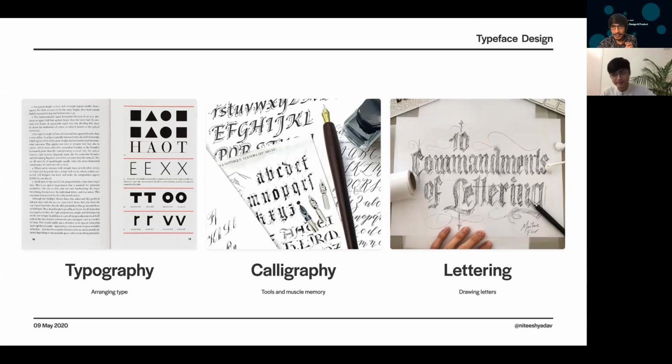Just to summarize, type design, which is designing typefaces, is different from arranging type, which is typography, is different from muscle memory and the art of rendering continuous letters, which is calligraphy, and specifically drawing letters for a specific purpose, like 36 Days of Type and illustrated characters, which is lettering. Did I get that correctly, Niteesh?